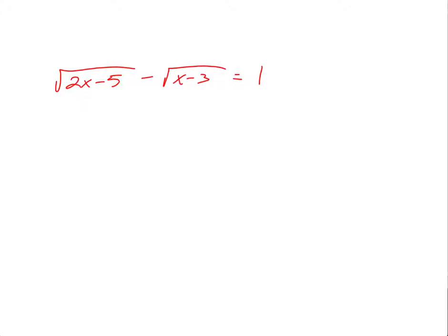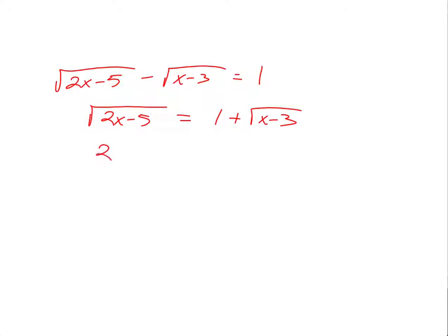Add the square root of x minus 3 to both sides. Alright, so if you have more than one radical, you always want to get one of those radicals by itself. And usually you want to get the uglier one by itself. Always get the uglier one by itself. So I'm going to keep the square root of 2x minus 5 by itself on the left. Now I can square both sides.